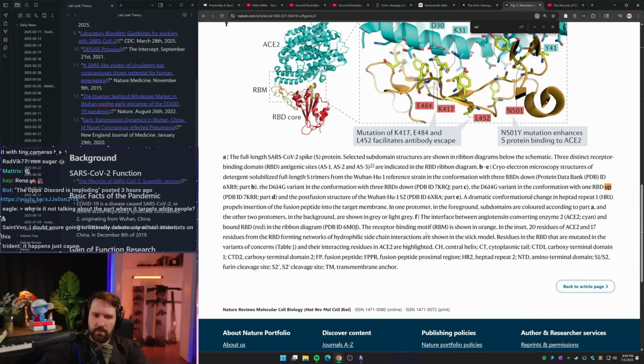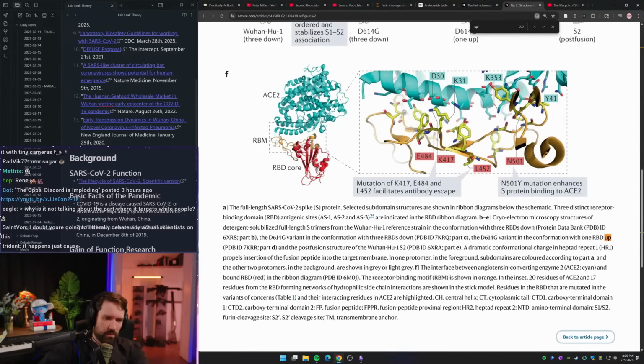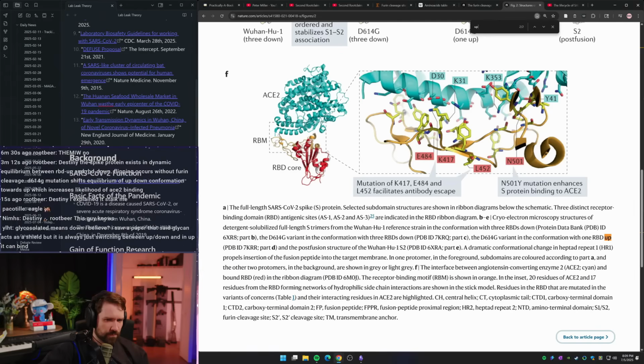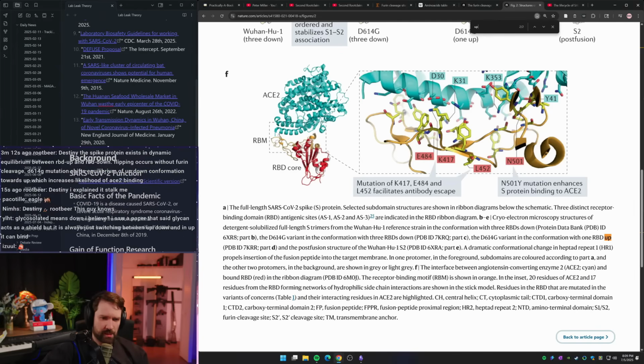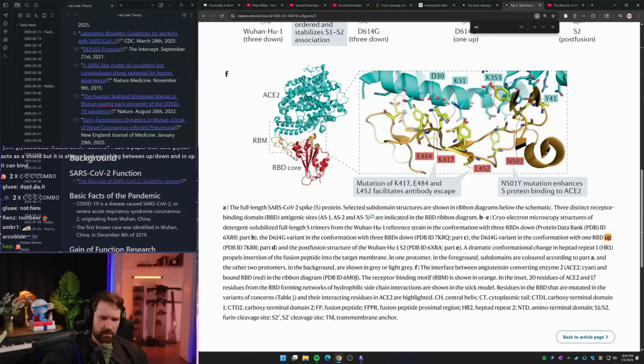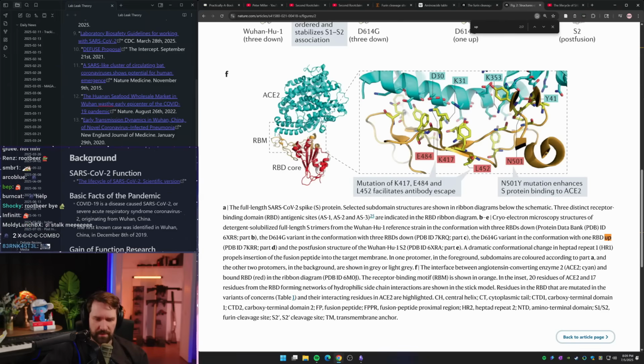Oh, yeah, I got it right now. All right. The spike protein exists in dynamic equilibrium between RBD up and RBD down. Flipping occurs. Why would it exist? Why would it keep going up and down? How does that benefit it? Then it seems like it would have equal chance to get taken up by a cell or recognized by the immune system.